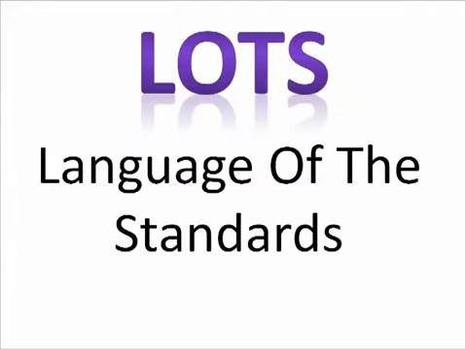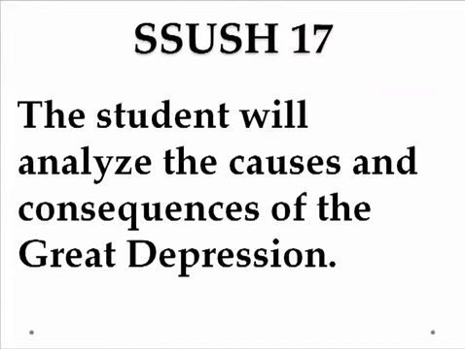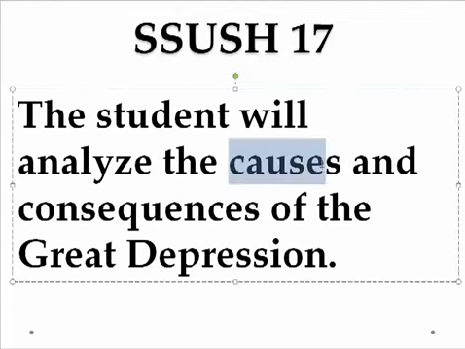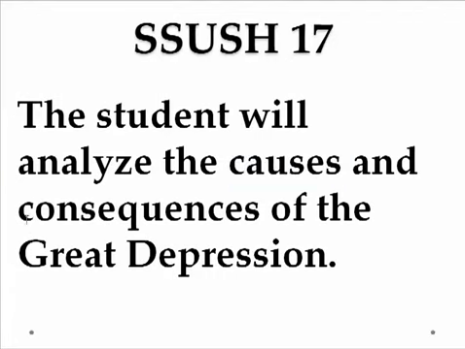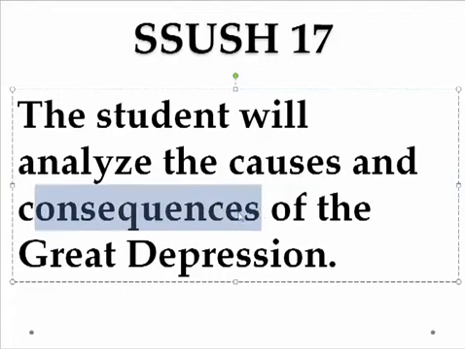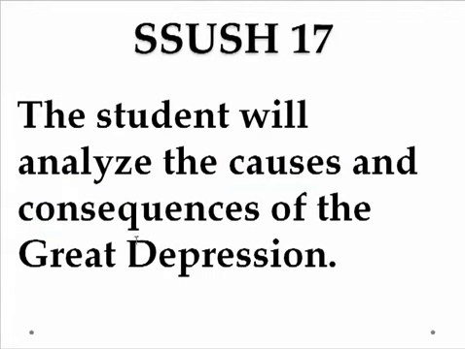And remember, we have to look at the language of the standards. We're going to focus on that only. That way we don't teach too much or teach too little. Alright, so the student will analyze the causes and consequences of the Great Depression. So we're going to talk about the Great Depression. What caused the Great Depression? And then what were the consequences of the Great Depression? Okay, and we're going to analyze both of those.